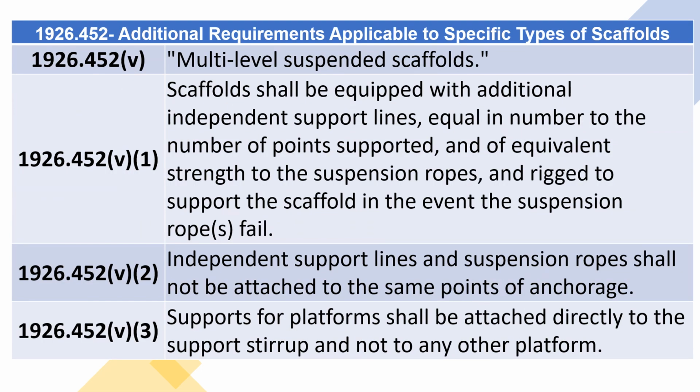1926.452(v): Multi-level suspended scaffolds. 1926.452(v)(1) through (v)(3): Scaffolds shall be equipped with additional independent support lines, equal in number to the number of points supported, and of equivalent strength to the suspension ropes, and rigged to support the scaffold in the event the suspension ropes fail. Independent support lines and suspension ropes shall not be attached to the same points of anchorage. Supports for platforms shall be attached directly to the support stirrup and not to any other platform.